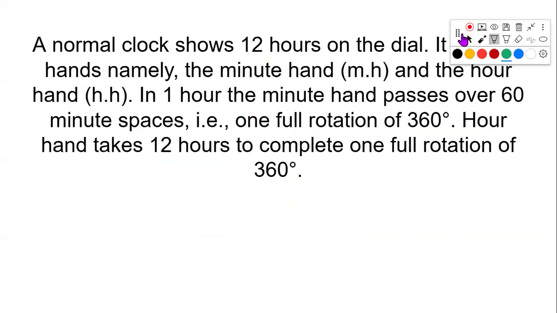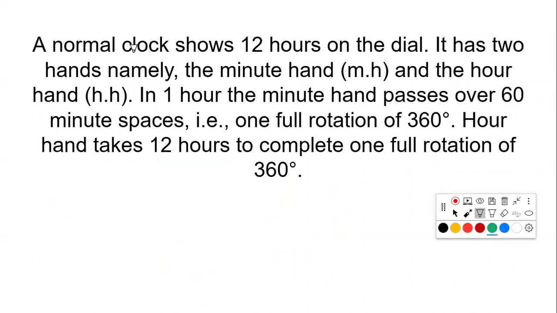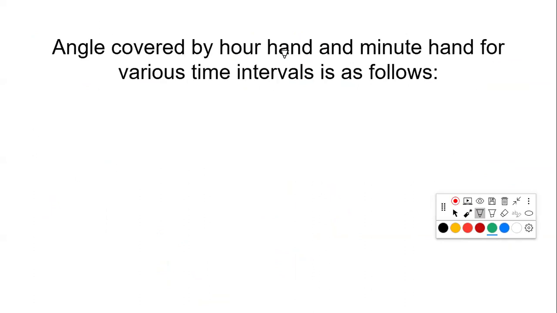Same thing in a paragraph: a normal clock shows 12 hours on the dial. It has two hands, namely the minute hand and the hour hand. In 1 hour, the minute hand passes over 60 minutes, one full rotation of 360 degrees. The hour hand takes 12 hours to complete one full rotation. Same thing we have discussed. I will share the PDF, you can go through it.